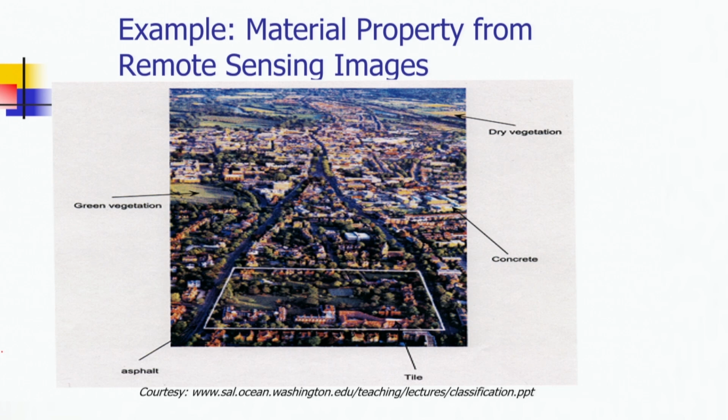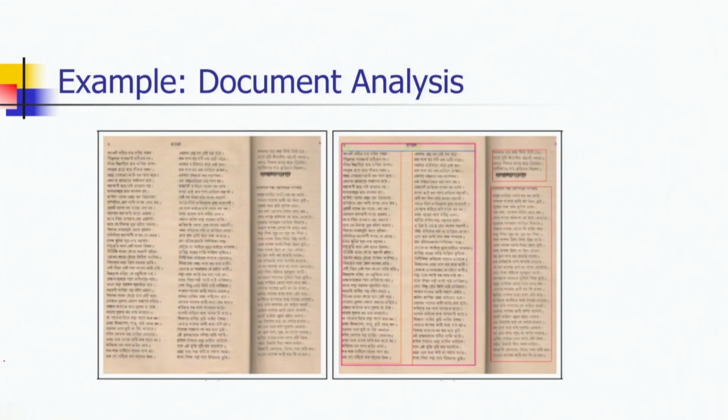This is, say, we want to find out the material property from remote sensing images. We can see that this is a remote sensing image, and this may be a pseudo-colored image after certain processing, and then we want to find out what the properties are, like asphalt road, as it is shown here, or green vegetation or dry vegetation. So can you do it automatically? This could be another problem under this context.